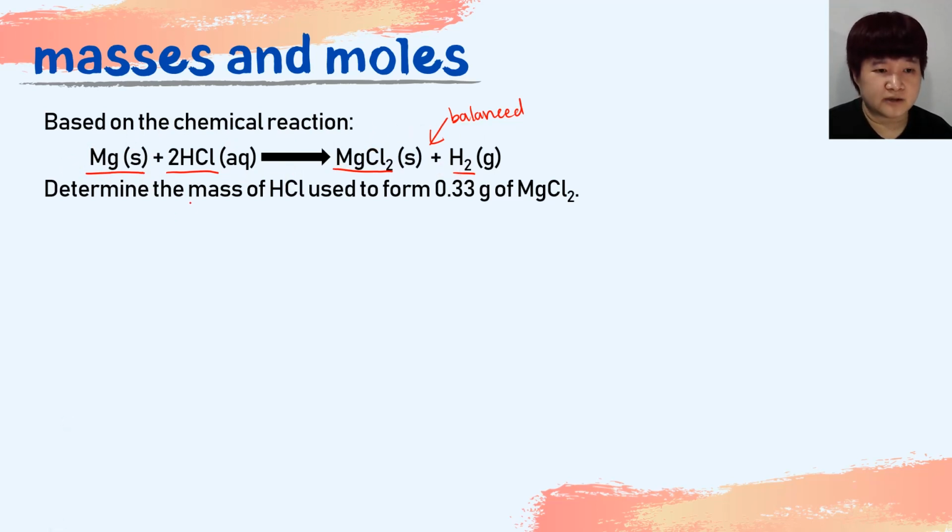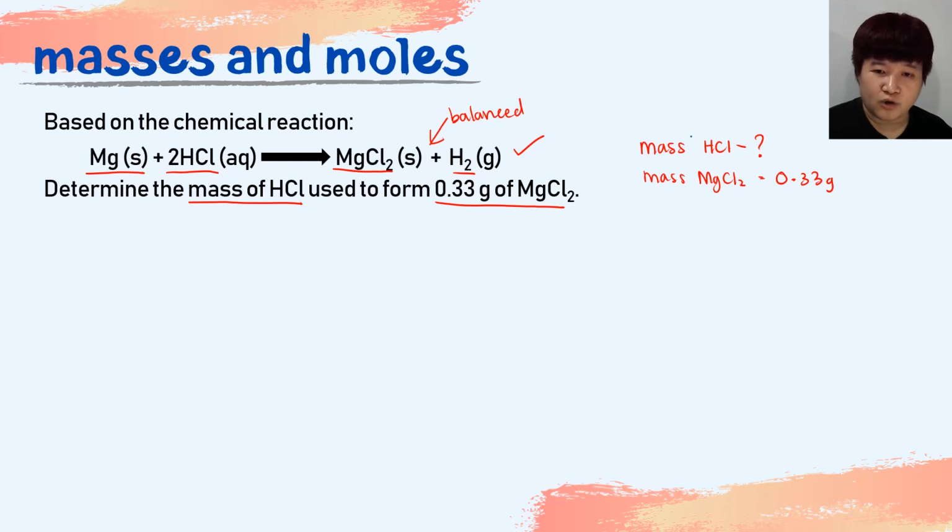Next, we are going to answer the question. The question asks for the mass of hydrochloric acid used if we are forming 0.33 gram of magnesium chloride. We are looking for the mass of hydrochloric acid, and we have the mass of magnesium chloride, which is 0.33 gram. We need to make sure we have a balanced chemical equation, and second, the stoichiometry must be compared in number of moles. So to work out the mass of hydrochloric acid used, we need to know the number of moles of hydrochloric acid. But how do we know the moles of hydrochloric acid?